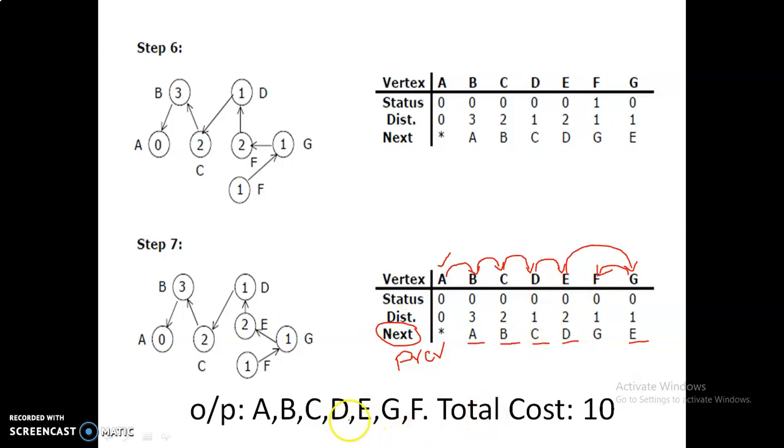The output of this graph and spanning tree is this one, and the output is like this: A B C D E F D E G F. The total cost is the sum of all these costs: 3 plus 2 is 5, 5 plus 3 is 8, 8 plus 2 is 10. This is the least cost that we can use to traverse from vertex A to our final vertex, which is vertex F.